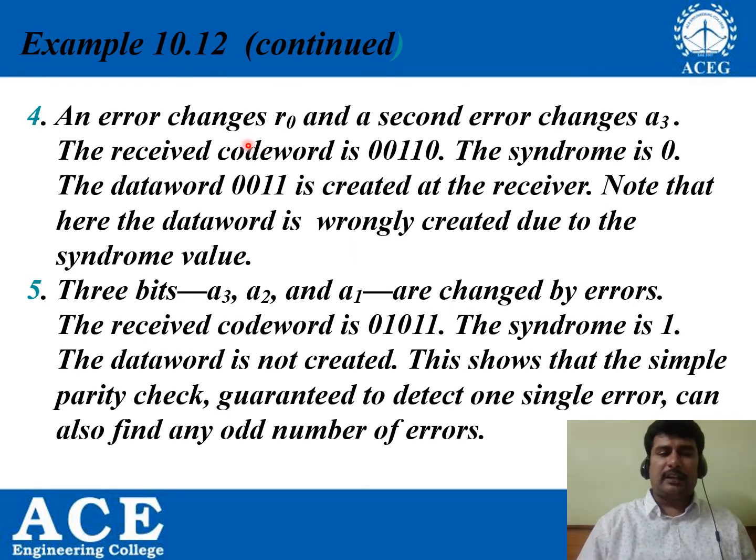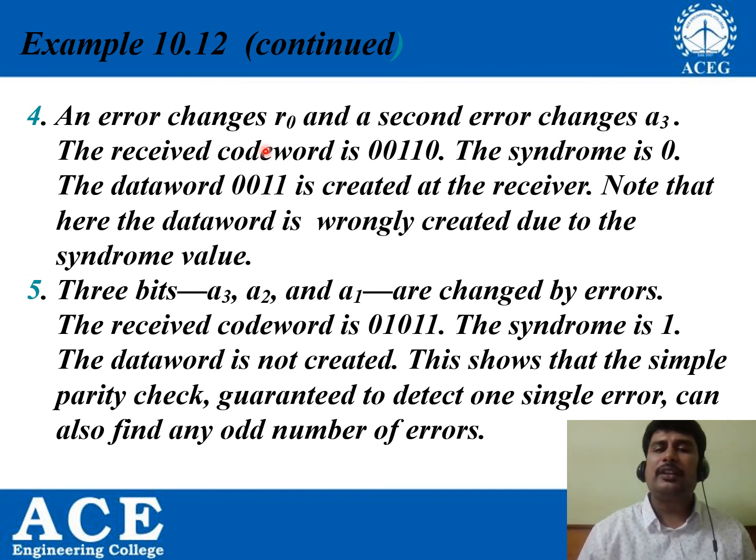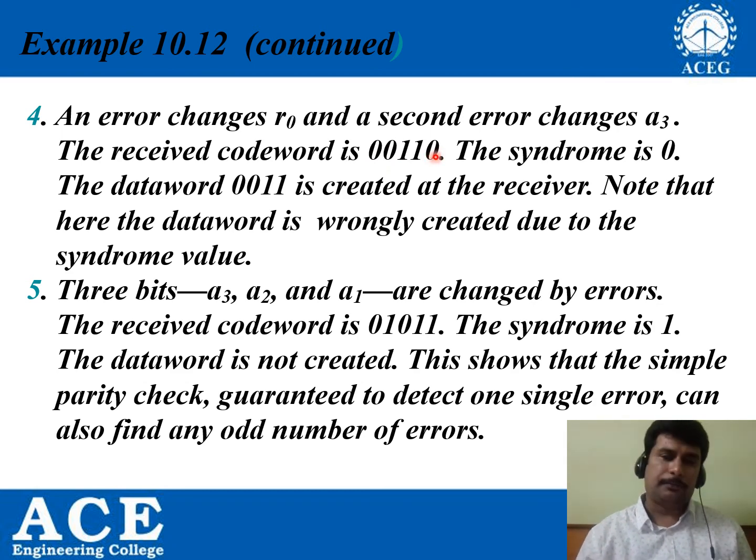Next, an error change occurs in both the redundant bit as well as one of the 4 data bits. So instead of what we have transmitted, the received code word was 00110. Okay, so what happened here? This is the received code word. One of the data bits got changed. At the same time, the redundant bit also changed from 1 to 0.